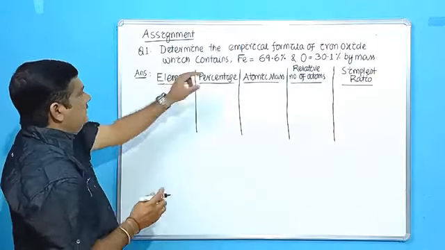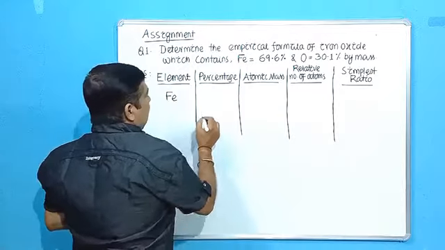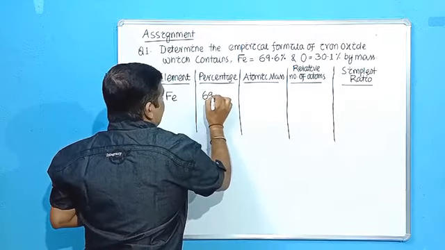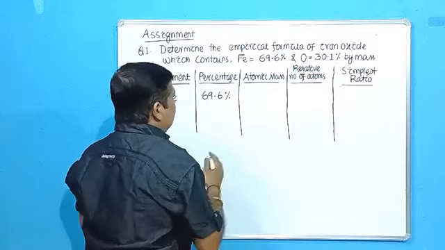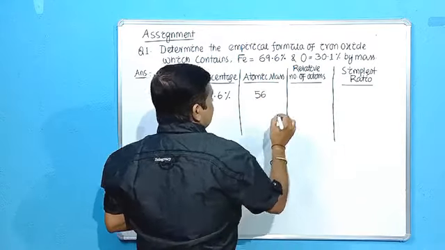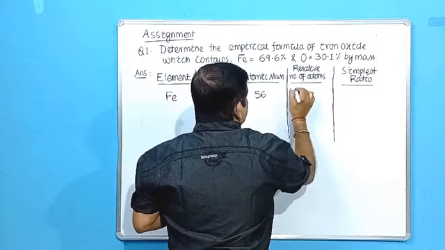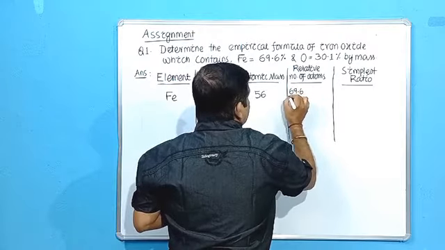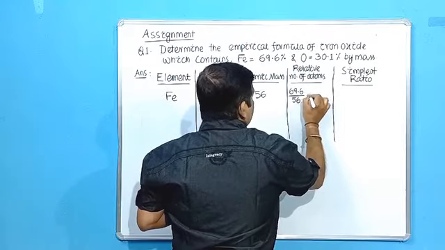So first element given is iron, so write iron Fe. Percentage 69.6%. Atomic mass of iron is 56. So relative number of atoms will be percentage by atomic mass, that is 69.6 by 56. So let us see what will happen.